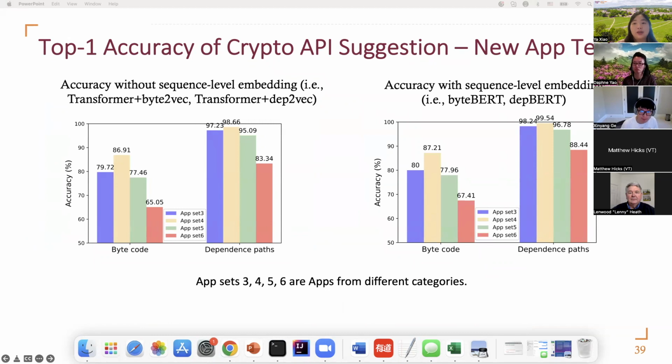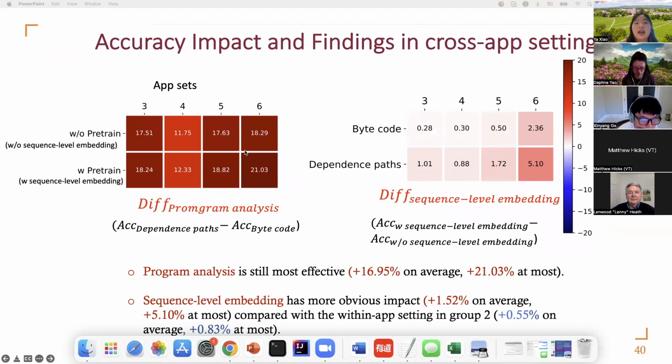The two figures are the accuracies trained without the sequence level embedding and with sequence level embedding on new app sets 3, 4, 5, 6. We use multiple app sets to reduce the bias, and these app sets are apps from different categories. We found that if we calculate the accuracy improvement derived from the program analysis and from the sequence level embedding, program analysis is still the most effective strategy, resulting in at most 21% accuracy improvement for the new apps. This time we found sequence level embedding is more useful on these new apps than on the existing apps in group 2. It has a more obvious impact compared with the within-app setting in group 2.